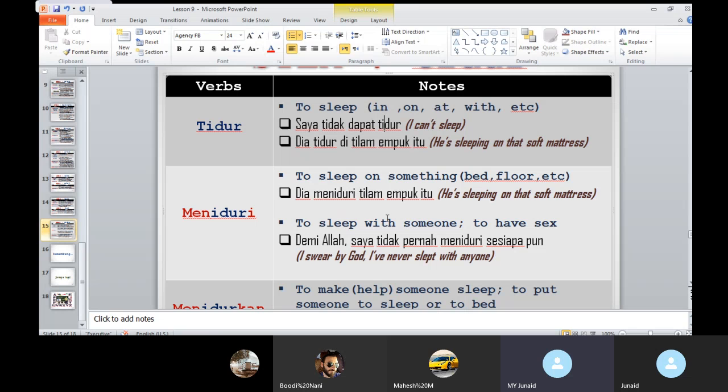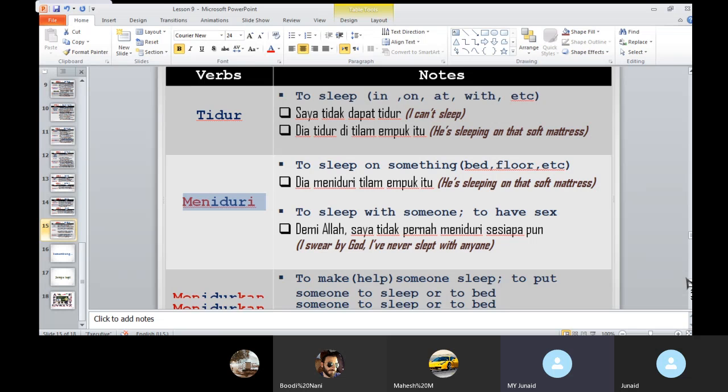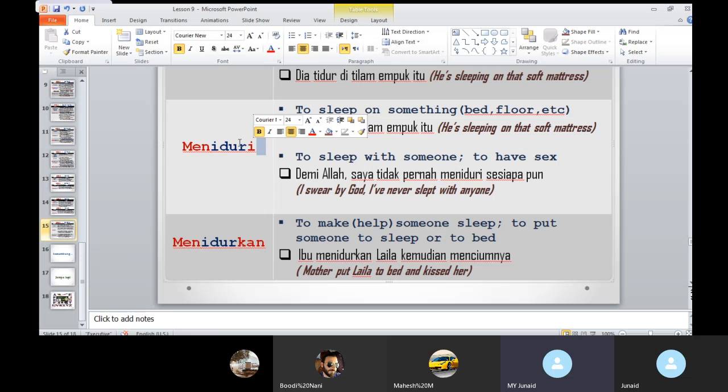I don't want to teach you this. You just read the explanation. Try not to use this in your daily conversation. This one, meniduri, means to sleep with someone. And this one, menidurkan, is to put someone to sleep. Ibu menidurkan Layla. Mother is putting Layla to sleep. Menidurkan, to make someone sleep or to help someone to sleep.